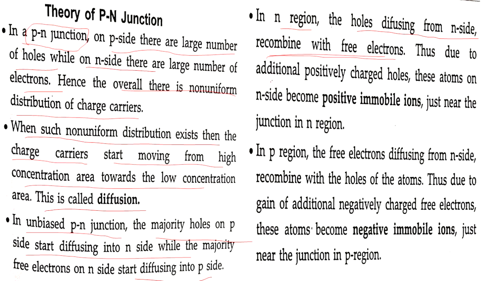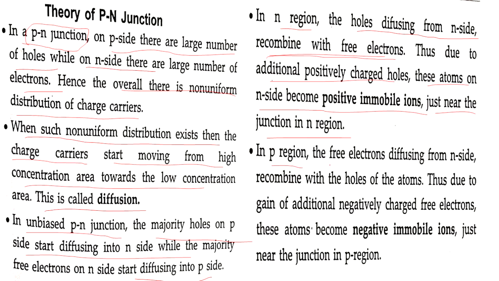Thus, due to the additional positively charged holes, the atoms in the n-type become positive immobile ions, just near the junction of the n region. In a simple case, whenever there is a movement of holes from the p side to the n side, the holes that diffused will combine with the free electrons and get cancelled. But we have electrons as the majority carrier in the n side. So after the recombination, the diffusion of holes from p-type to the n side will form the immobile ion region very near to the junction.